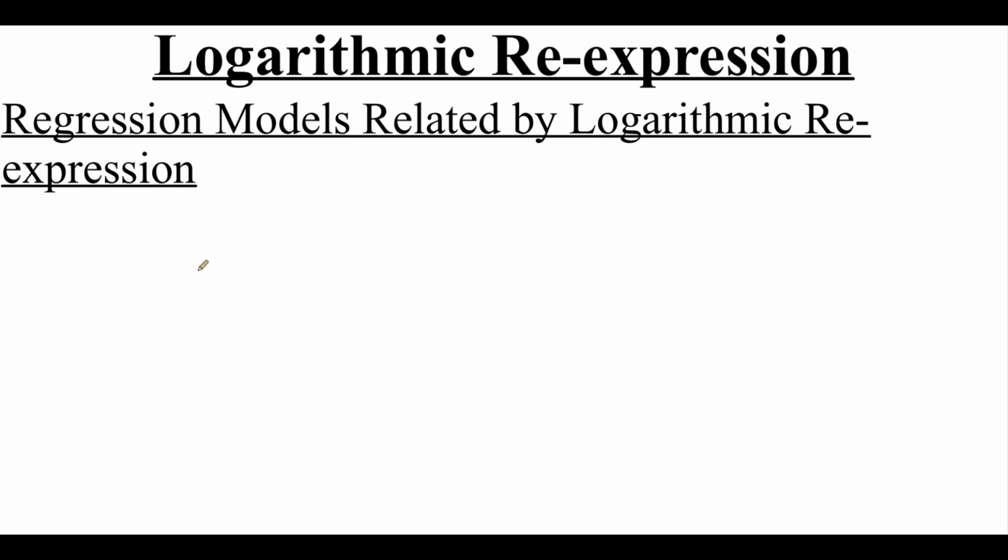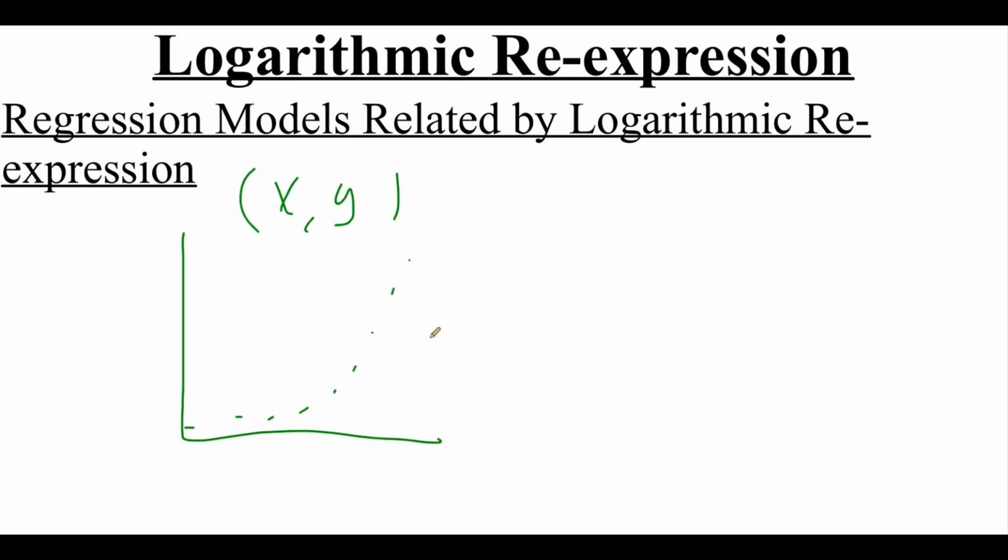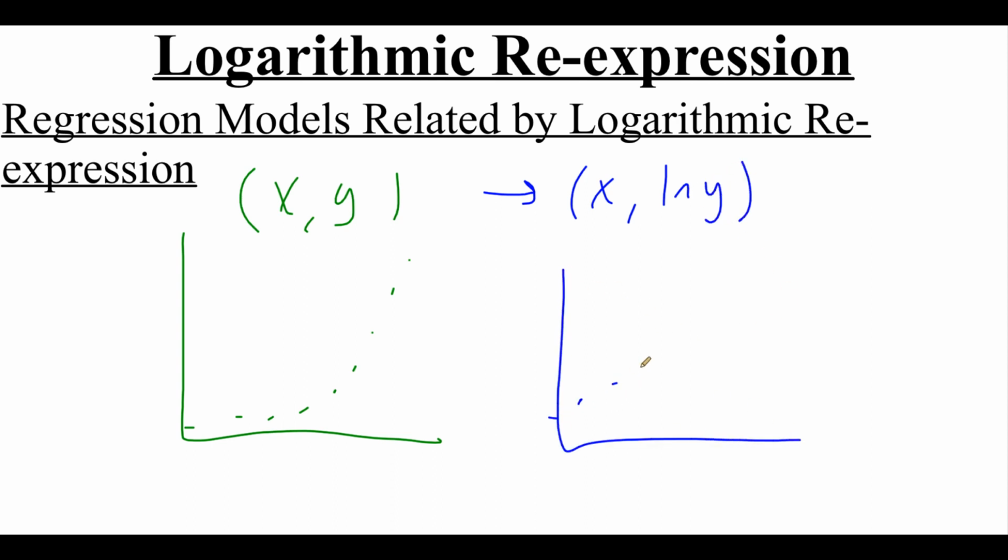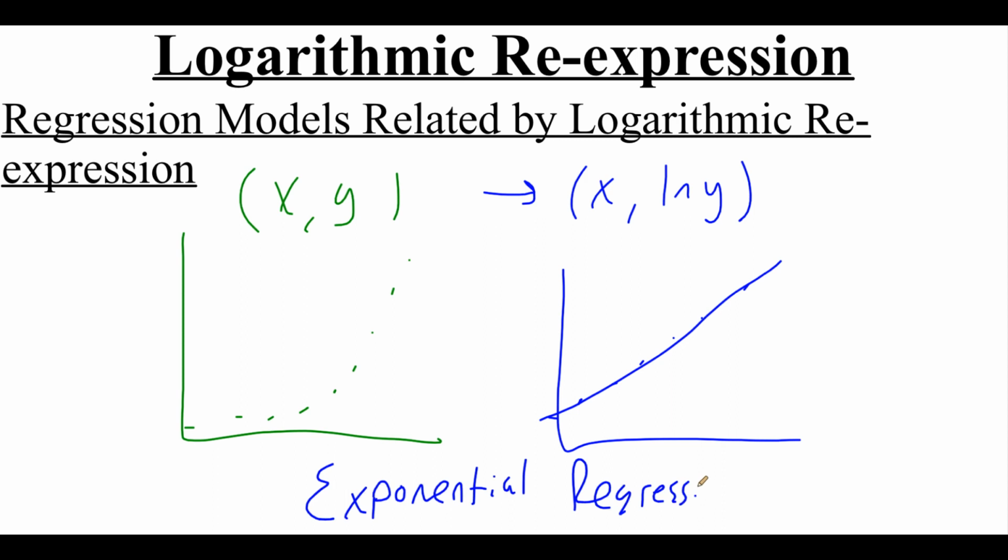So now let's look at a different scatter plot, and again, these are just general x and y ordered pairs, but let's say our data looked something like this time. So as we're doing our logarithmic re-expression, if we get linearization of our data by taking the natural log of our y value, if that produces a nice straight line within our data, then this is going to be exponential regression.